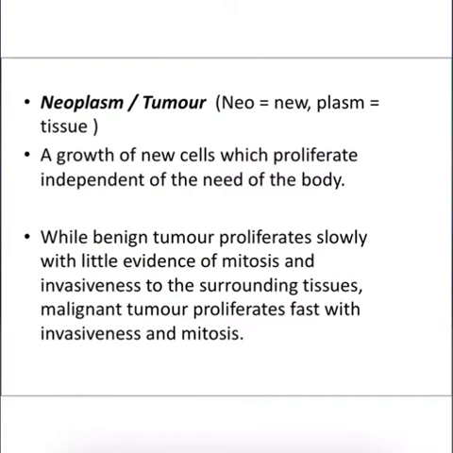Now the neoplastic swellings, or you can say tumorous. Neo means new, plasm is a tissue. It's a growth of new cells which proliferate independent of the need of the body. Means body doesn't need those cells, but it grows. While a benign tumor proliferates slowly with little evidence of mitosis and invasion of the surrounding tissue, and a malignant tumor proliferates fast, with invasion and mitosis. These are the three important differences between benign and malignant, because tumors can be benign or malignant only.